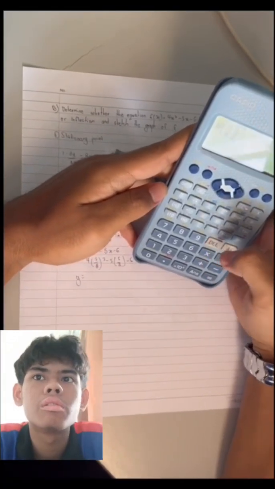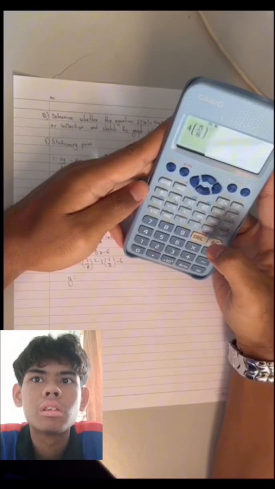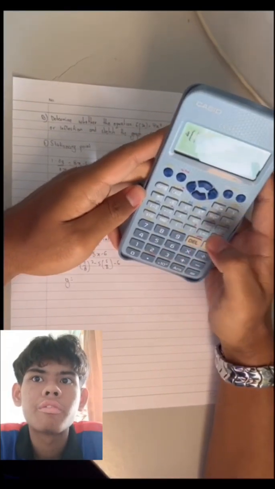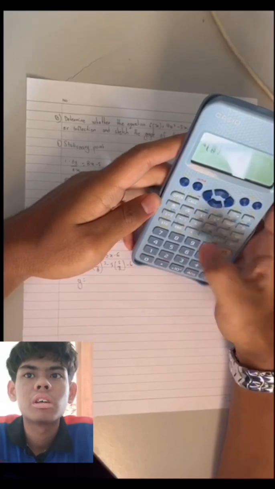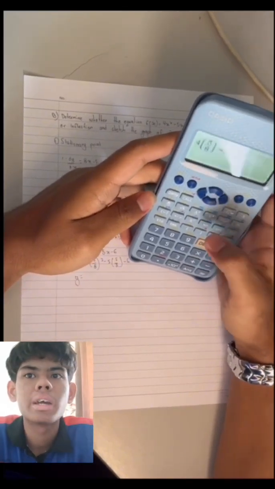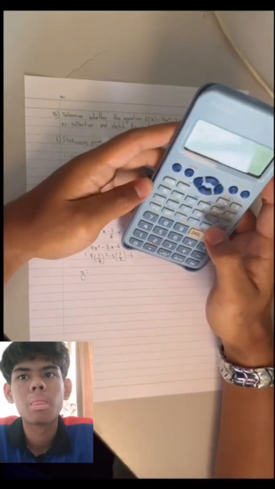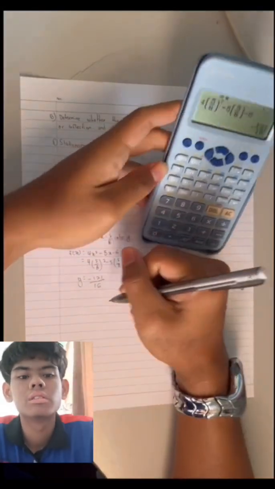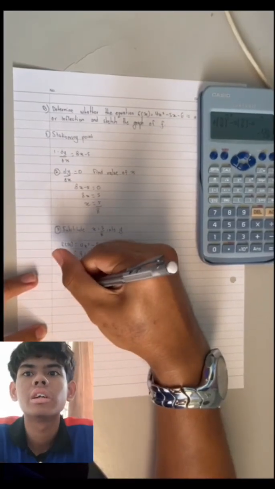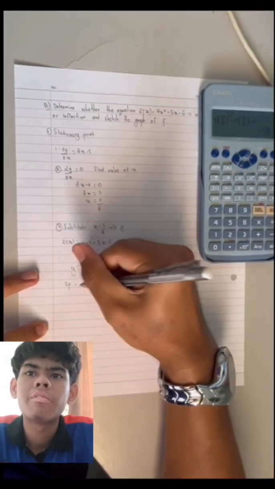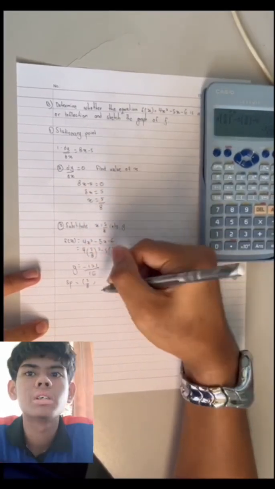After you get the answer, your final answer will be y equals minus 121/16. So the stationary point is x equals 5/8 and y equals minus 121/16.